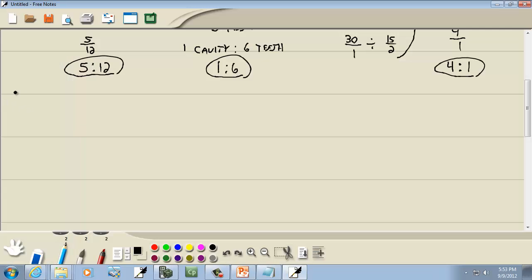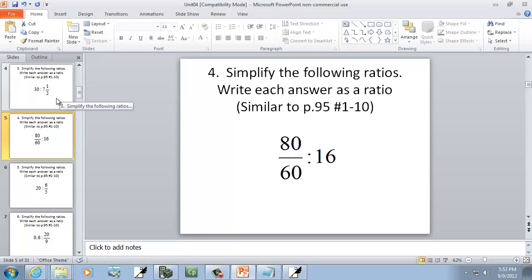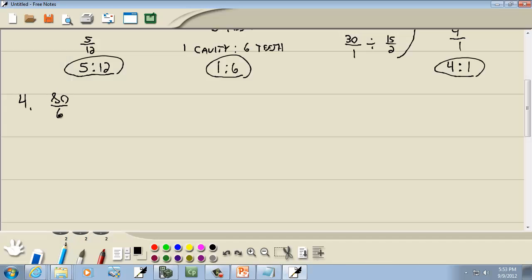Let's take a look at this one. We've got 80 over 60 colon 16. Again, we can think of that colon as a divide. I'll put this over 1. If we're going to divide fractions, they both should be fractions. We immediately rewrite it as multiplication, so I'll put that as 1 over 16. And now I'll start reducing.